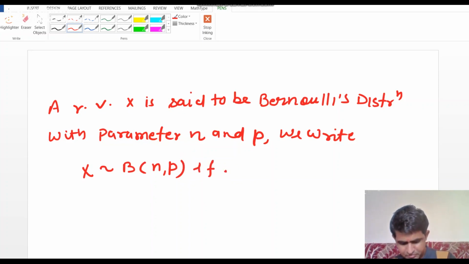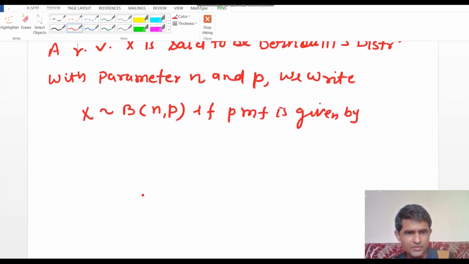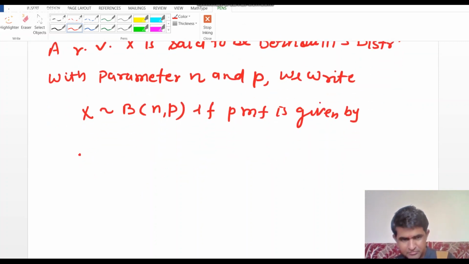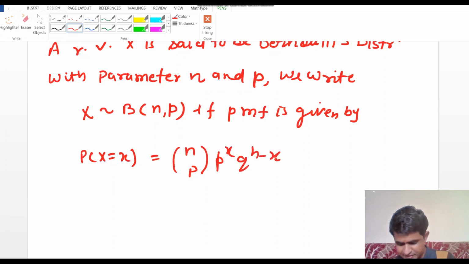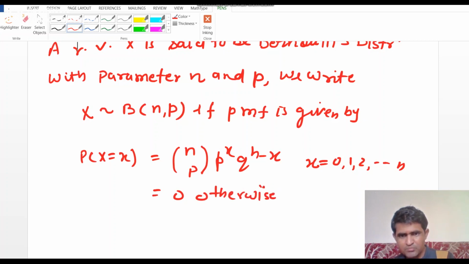If the probability mass function is given like this, we can write the probability of random variable x, small x, is equal to n choose x, p to the power x, q to the power n minus x, where x is defined as 0, 1, 2 up to n, and 0 otherwise. This is the formula of binomial distribution.